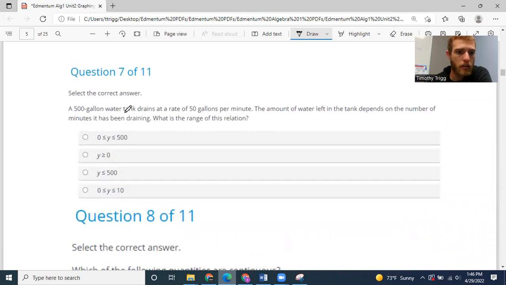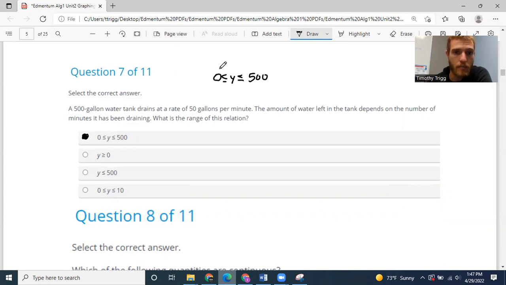A 500-gallon water tank drains at a rate of 50 gallons per minute. The amount of water left in the tank depends on the number of minutes it has been draining. What is the range of this relation? So again, the range are the potential y values. So it starts off with 500 gallons. So it can have at most 500 gallons. What's the lowest amount that this tank can have? 0. So we'd say that the y value can be between 0 and 500.